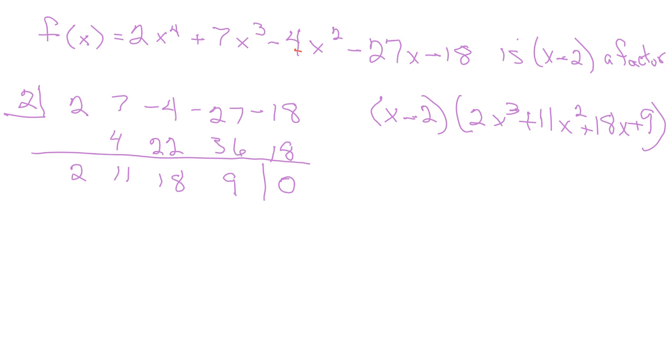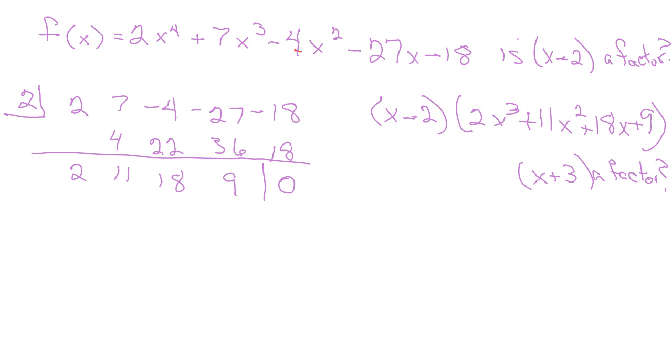Now, the problem in the book asks you to do it a little bit differently, but, well, not really, because it gave you two things. It wanted to know if x minus 2 and x plus 3 were factors. Well, to find out if x plus 3 is a factor of the original polynomial, after you take out the x minus 2, it also has to be a factor of the polynomial remaining. So in order to find out if x plus 3 is a factor, I don't have to go back to the original polynomial. I can use this polynomial, the 2x to the third plus 11x squared plus 18x plus 9.